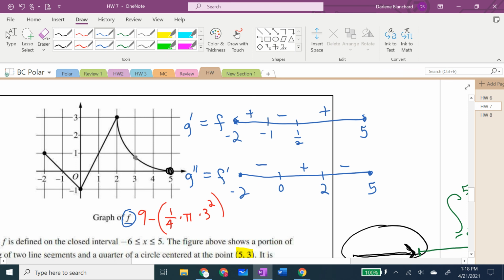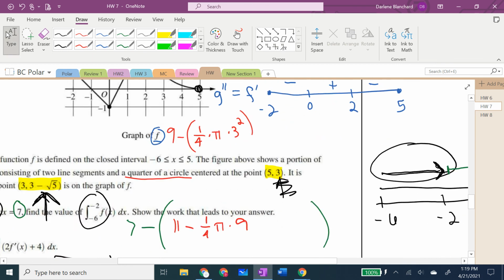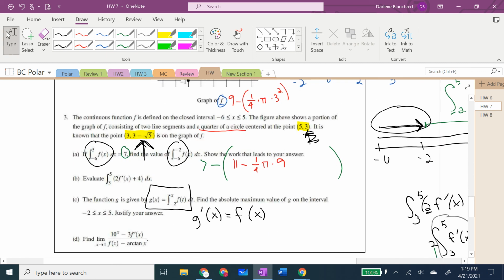I want the absolute maximum value of g, so I want to look at g: it first goes up, and then down, and then up. The possibilities for absolute maximum are the relative maximum, which is x equals -1, and the right endpoint, x equals 5. I know that based on this information, and I need to make sure that I justify.